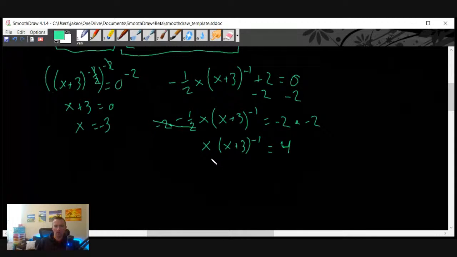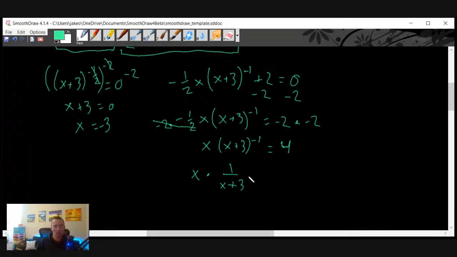So this looks a little weird, but what we can do here is, instead of thinking of (x + 3)^(-1), think of it as x times 1 over x plus 3. Because anything to a negative power like this, you can get rid of the negative power by moving that whole thing down to the denominator. Since it's (x + 3)^(-1), that'd be the same as 1 over (x + 3)^1. Well, (x + 3)^1 is just x plus 3, so we can rewrite it like that.